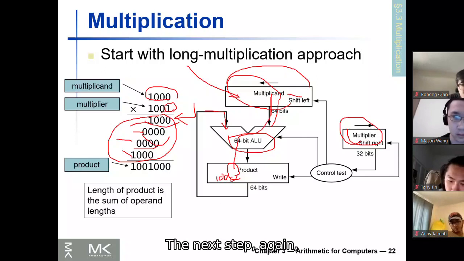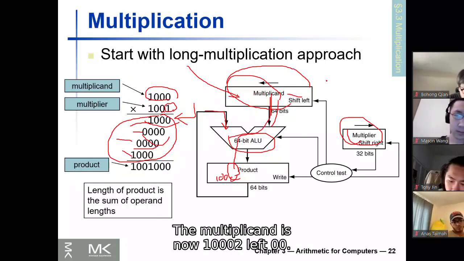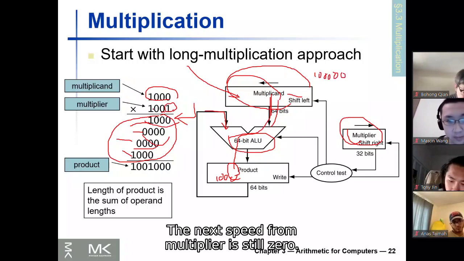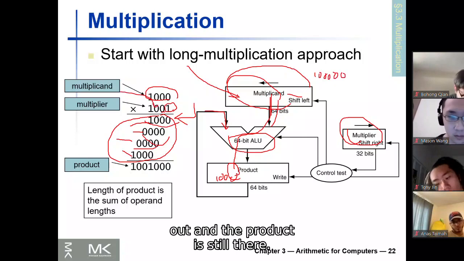The next step, again, we shift the multiplicand one bit left. So the multiplicand is now 1, 0, 0, 0, shifted 2 left, so 0, 0. So this is the multiplicand now. And we look at the bit from the multiplier. The next bit from the multiplier is still 0. So we don't add anything, and the product is still there.